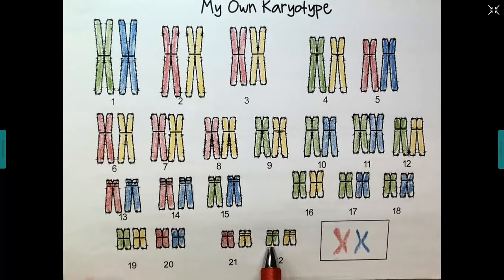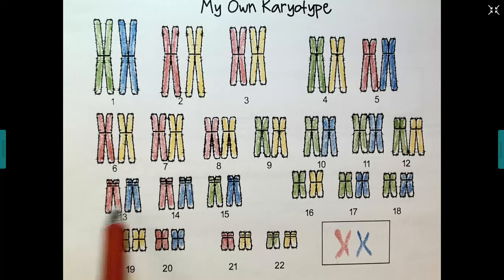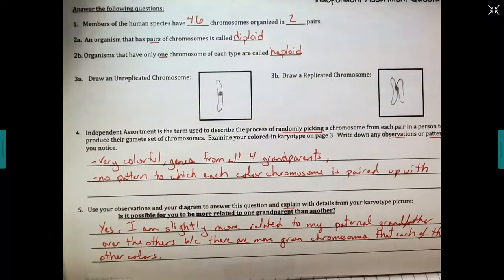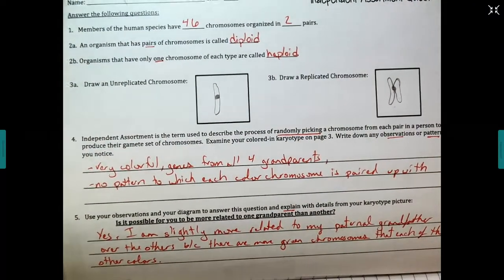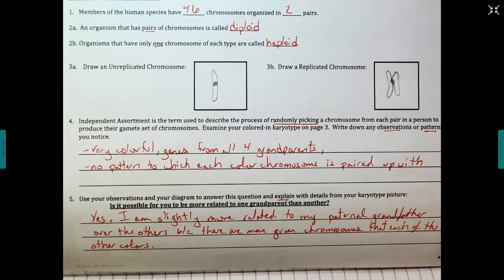I think there's 12 or 13 of the green. I think there's 11 of the red, maybe 10 of the blue, something like that. So it's not that I'm a carbon copy of my paternal grandfather, but due to the number of chromosomes that I randomly inherited from my dad, I am slightly more related to that grandparent than I am the other 3.